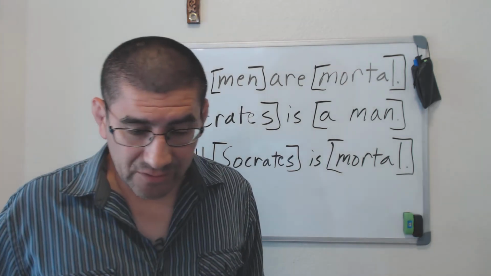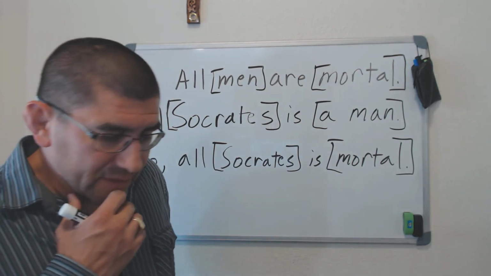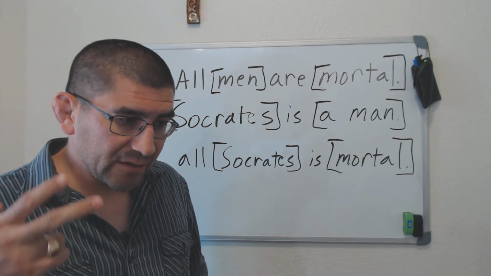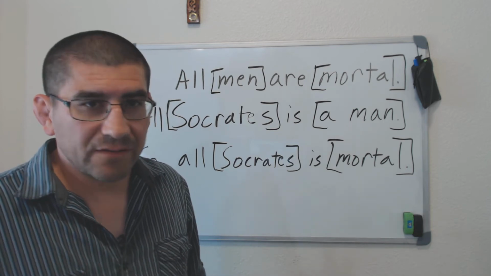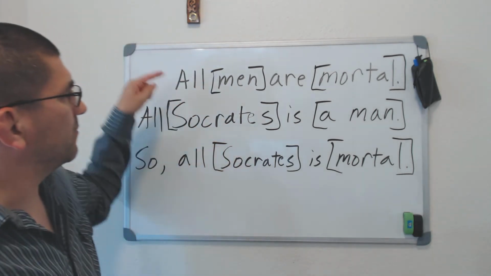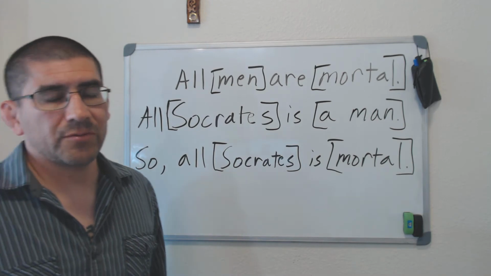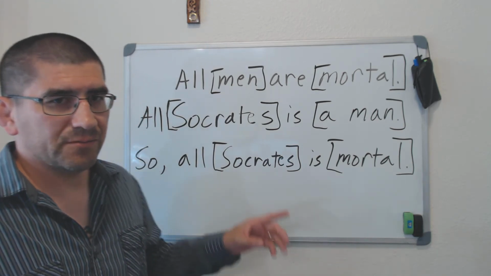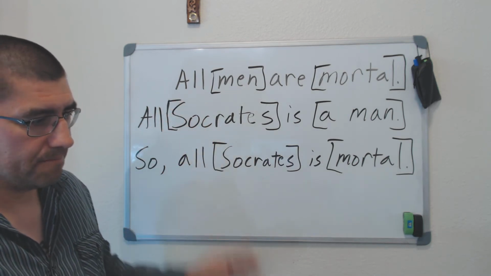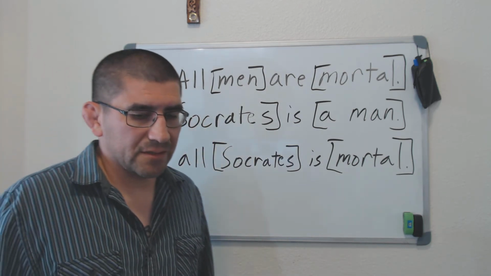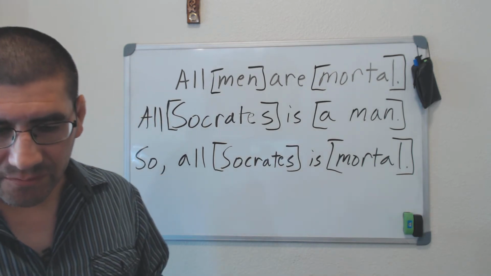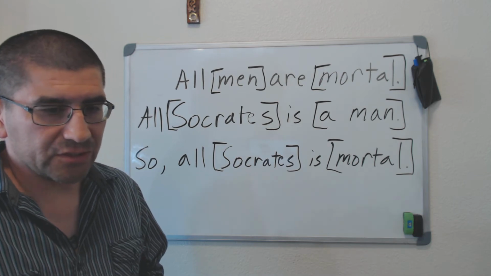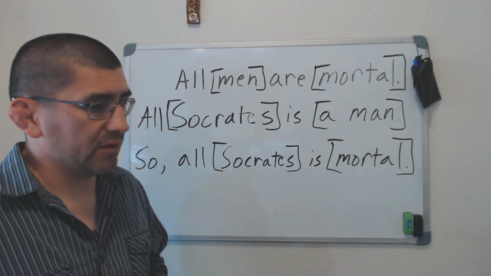So the second rule is the syllogism. This is another easy one. The syllogism must have three propositions. Can only have three propositions. 1, 2, 3. Remember, a proposition is just a declarative sentence. All right, so we have three propositions here. All right, so that's another simple one. And then rule number 3 is the middle term must be distributed at least once.